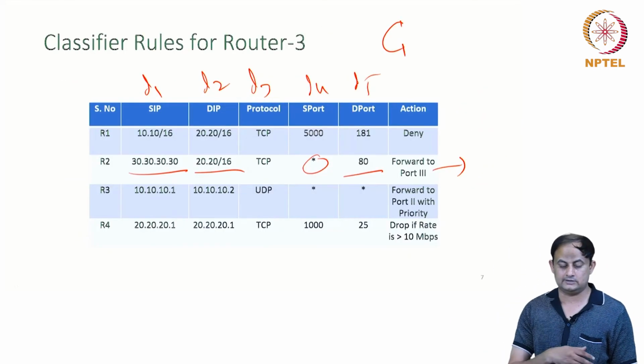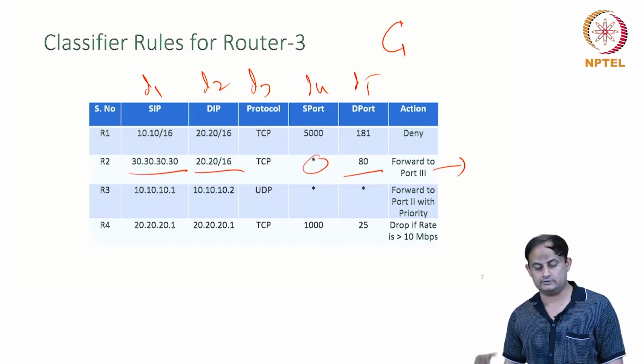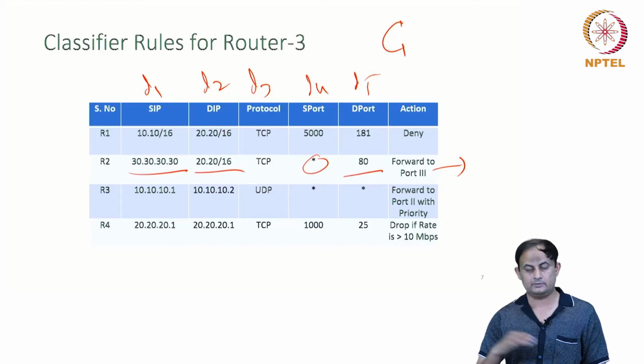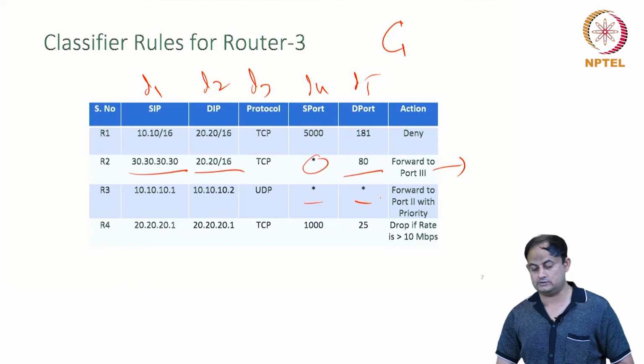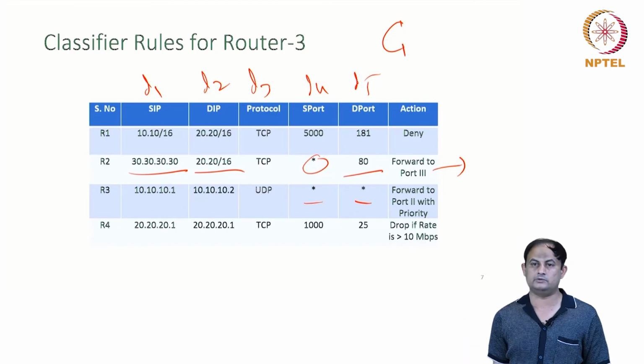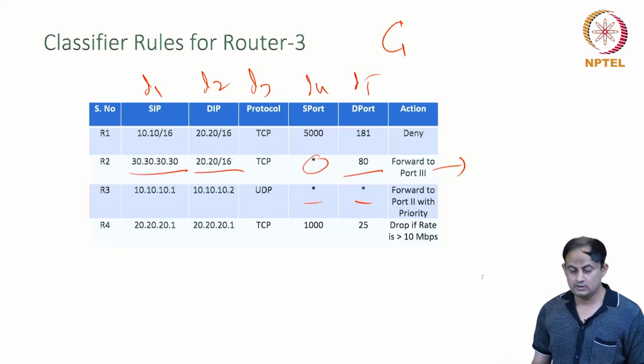Similarly, R3 says that when 10.10.1 is communicating with 10.10.2, if the protocol is UDP, it doesn't matter what the source and destination IP address are, you forward it to port number 2, but with a certain priority. That's what it says. And similarly R4.